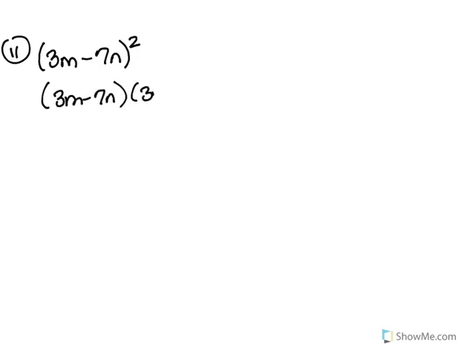Number 11. Simplify 3m minus 7n, squared. That just means I have it twice, but you still have to multiply, right? So you're going to multiply the 3m times both terms in the second one, and then the negative 7n times both terms in the second one. So what do we get?